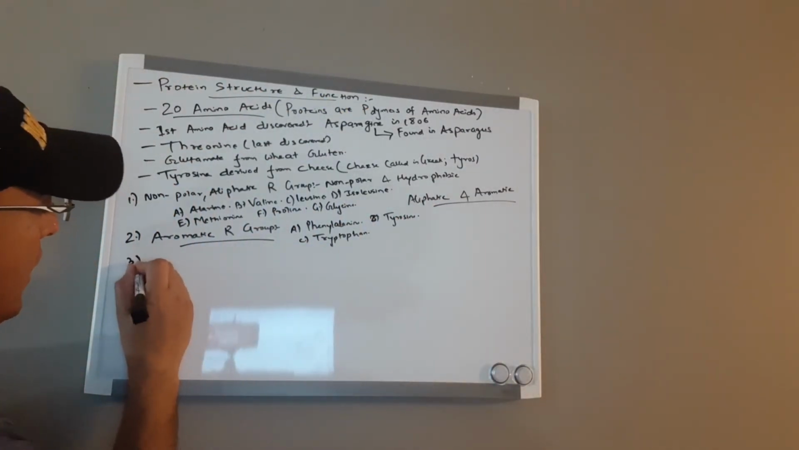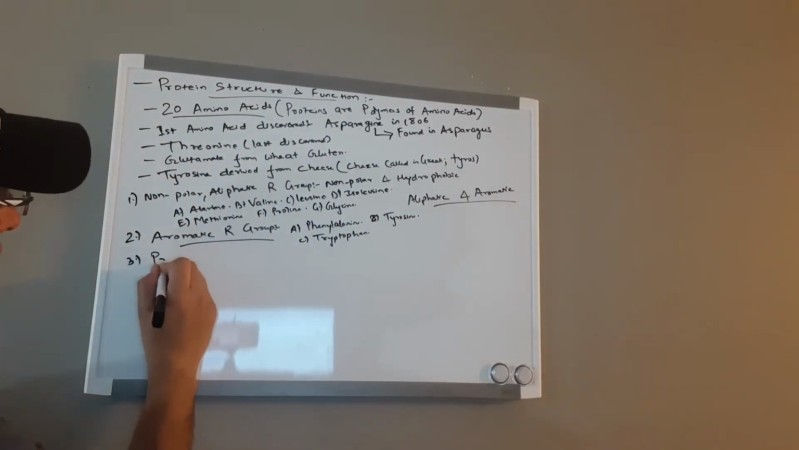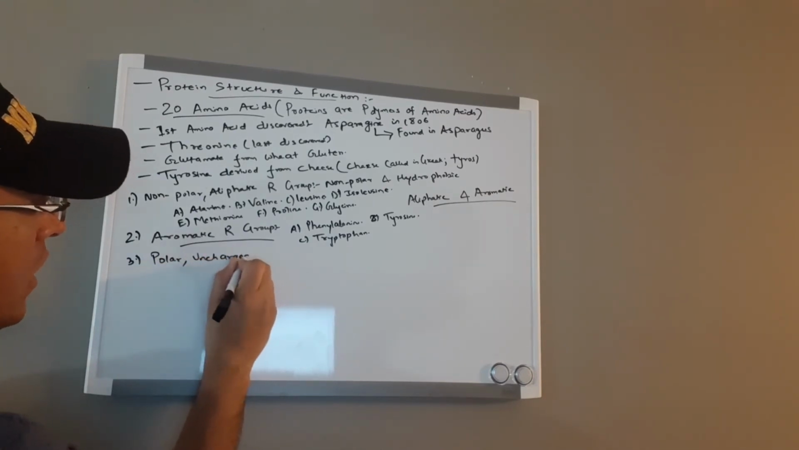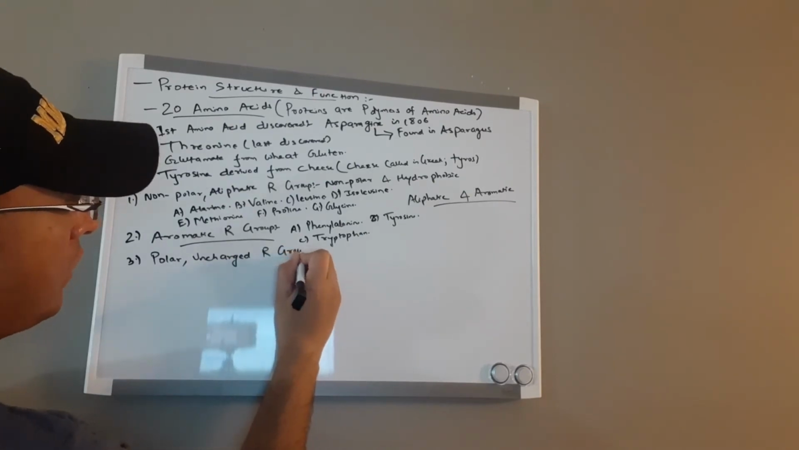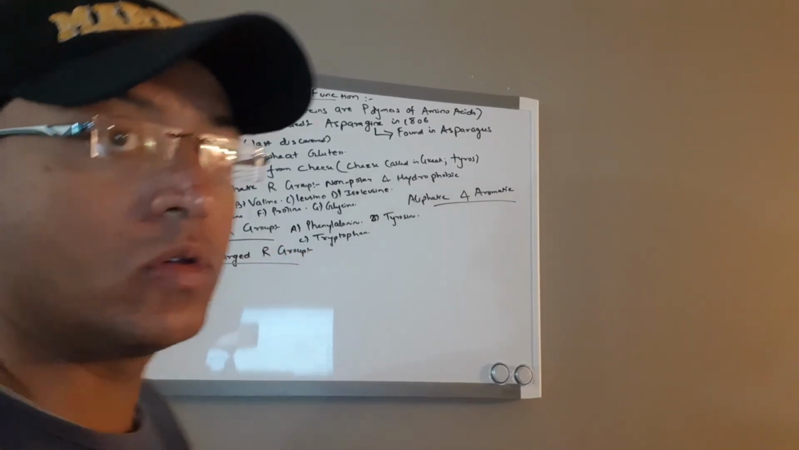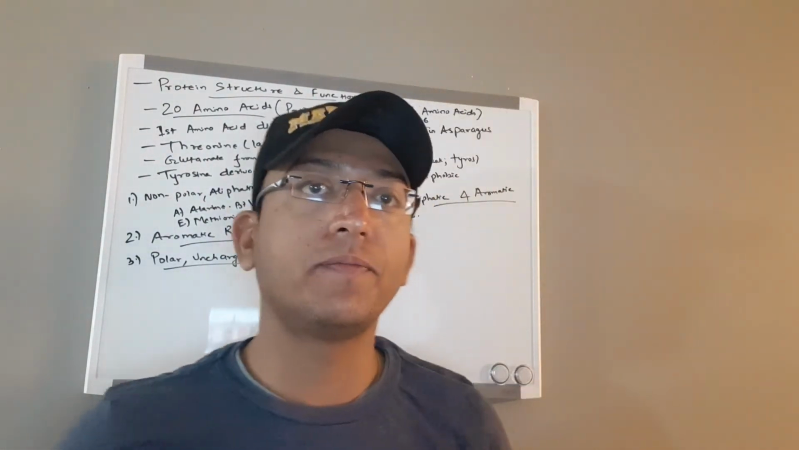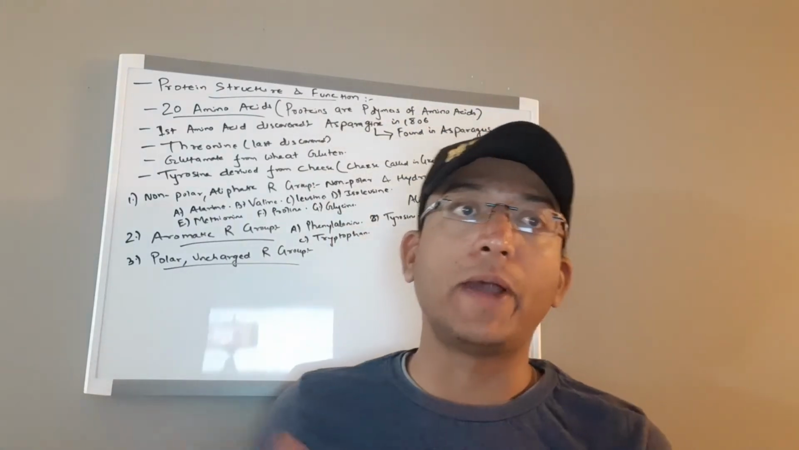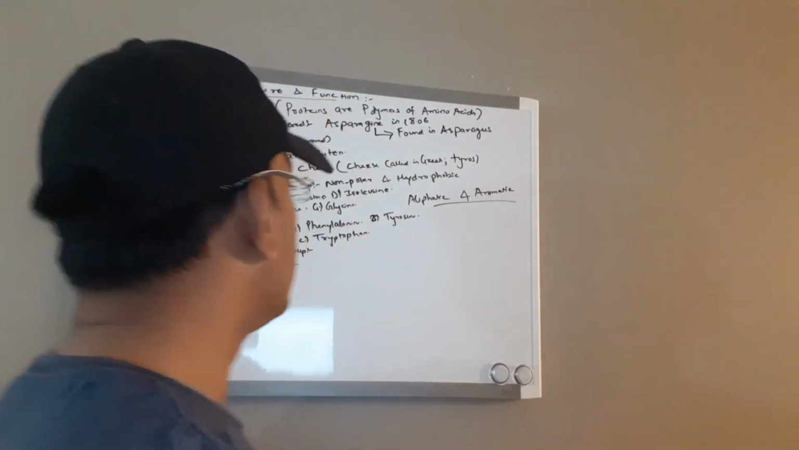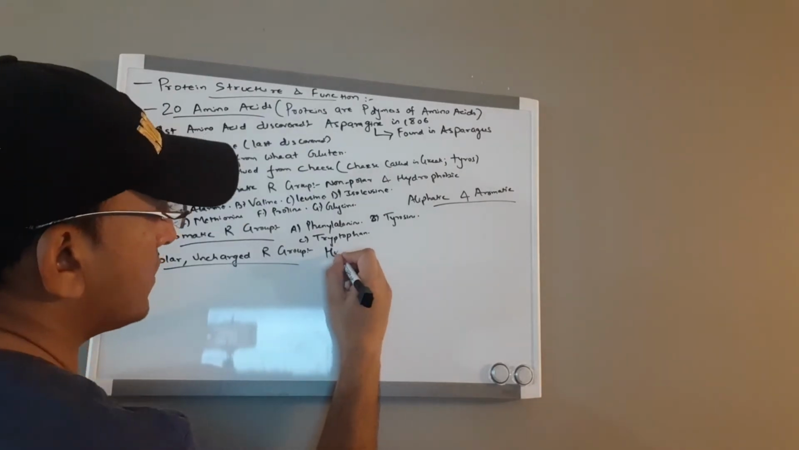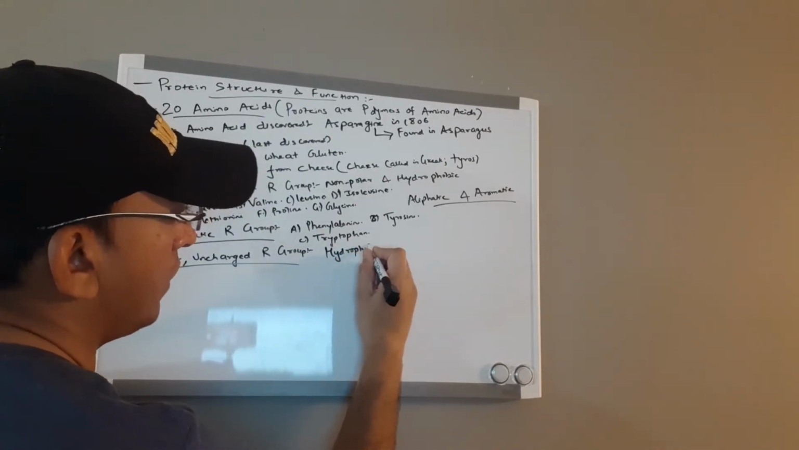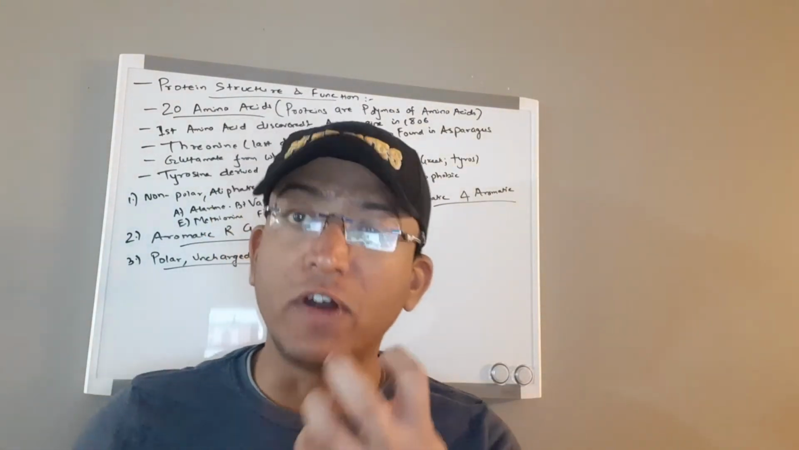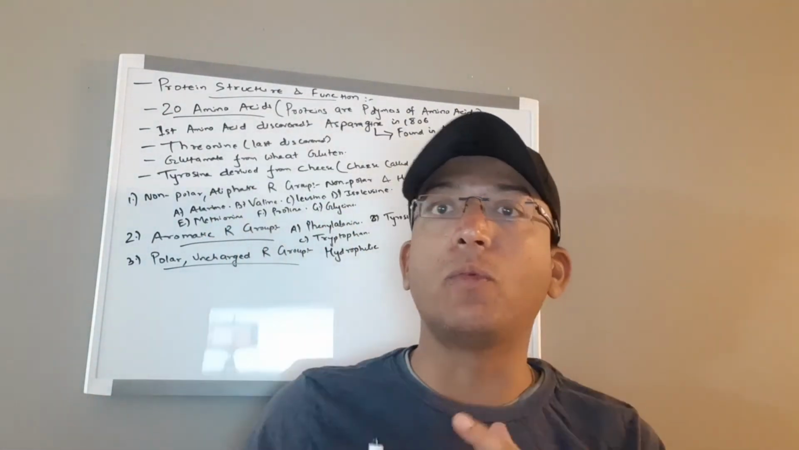So the third class is polar, uncharged R groups. This group of amino acids is more soluble in water, so they are more hydrophilic. Why? Because they contain a functional group that forms hydrogen bonds with water.